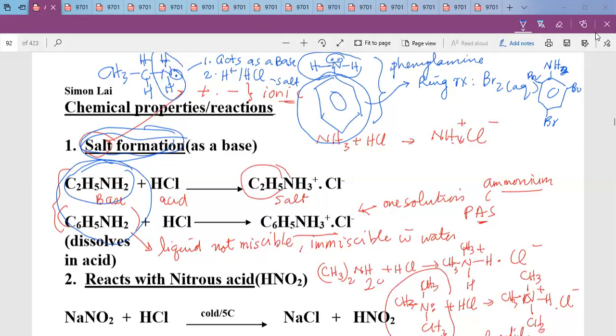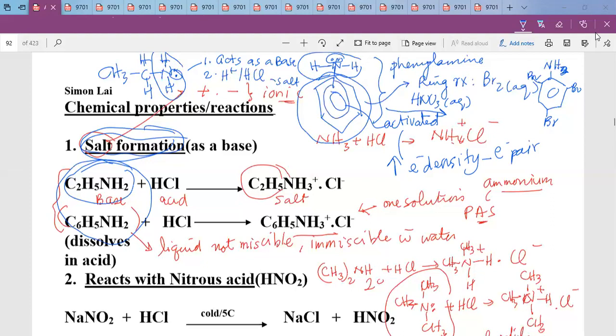It can also react with dilute nitric acid. You also get, remember, aqueous, guys. Why? Because the ring is activated. Again, why activated? It means the electron density has increased. Why is it so? Because the lone electron pair of nitrogen overlaps with the pi electron cloud.